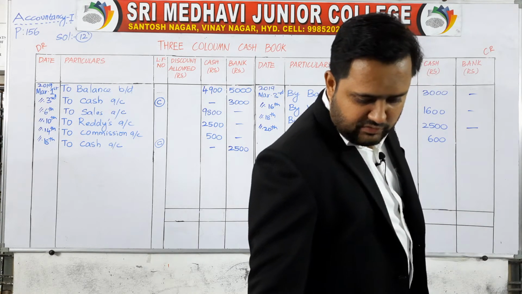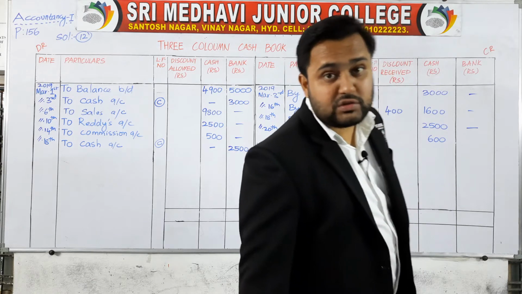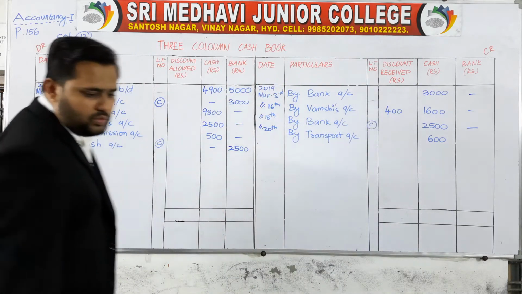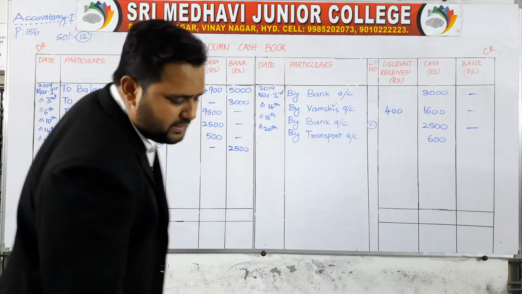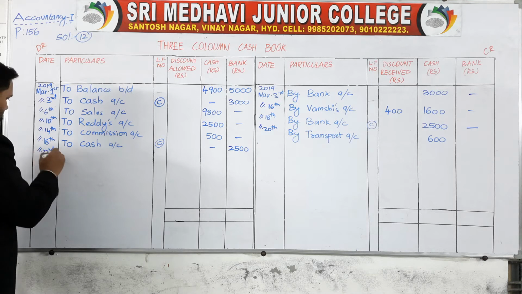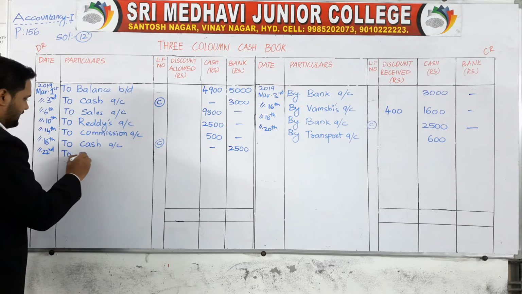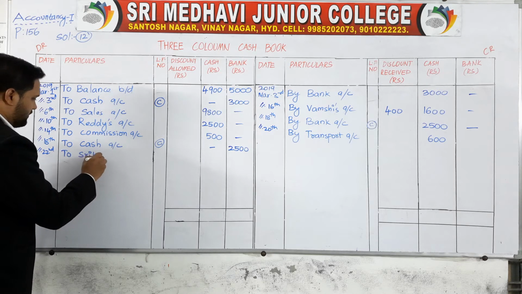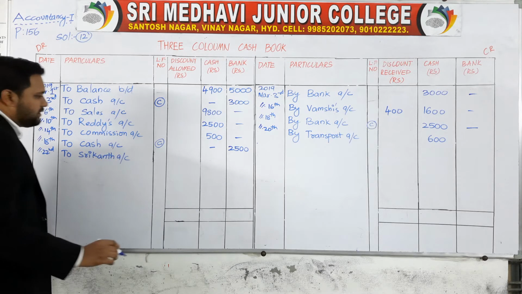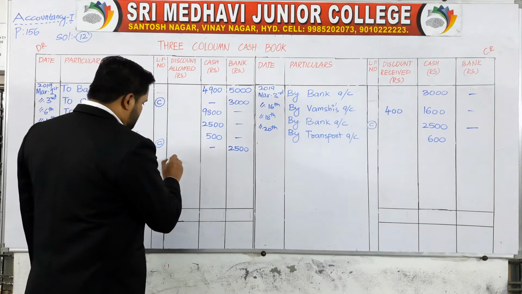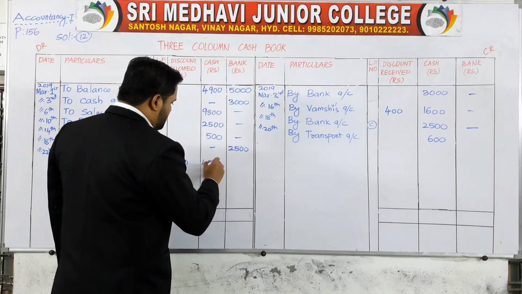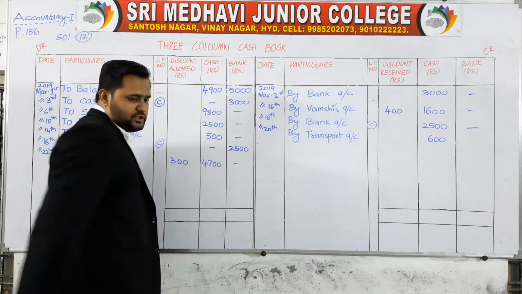Next is received cash from Srikanth 4,700, discount allowed 300. Received cash from Srikanth. What is the date here? 22nd. To Srikanth account, discount allowed is 300. How much? 4,700 rupees in the name of cash.